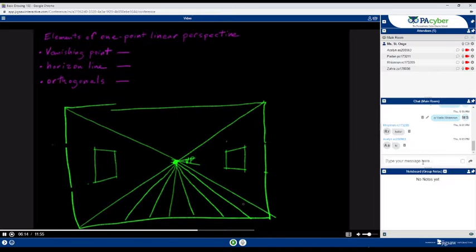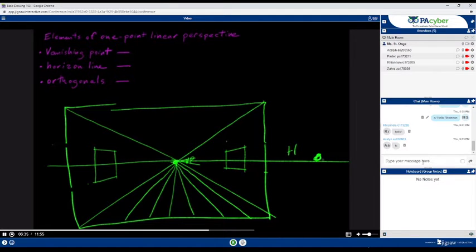What Alberti wrote down in On Painting was that you need a second point in space, outside of the picture plane, at the level of your eye. I'm just going to put it here. It's at the same level as the vanishing point. And we would call this, of course, the horizon line. This is H.